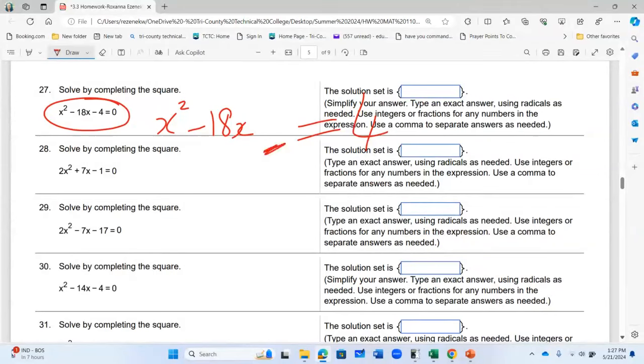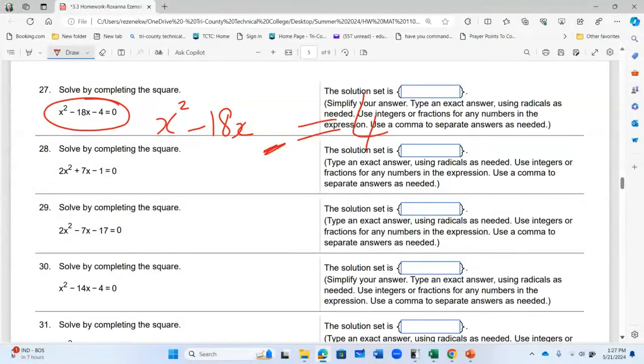Then I will find the linear term and find the coefficient of the linear term. It's negative 18. Divide that coefficient by 2. Negative 18 divided by 2 is negative 9. So I add plus negative 9 squared. I put that on both sides. Whatever you do to the left, do it to the right, on both sides.